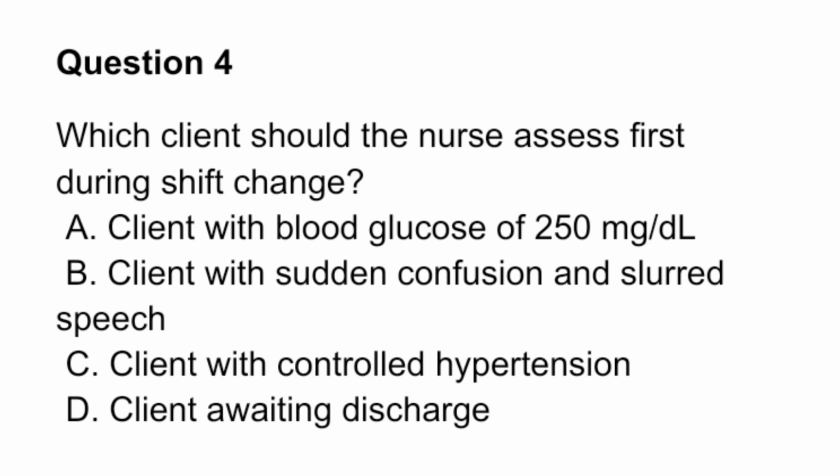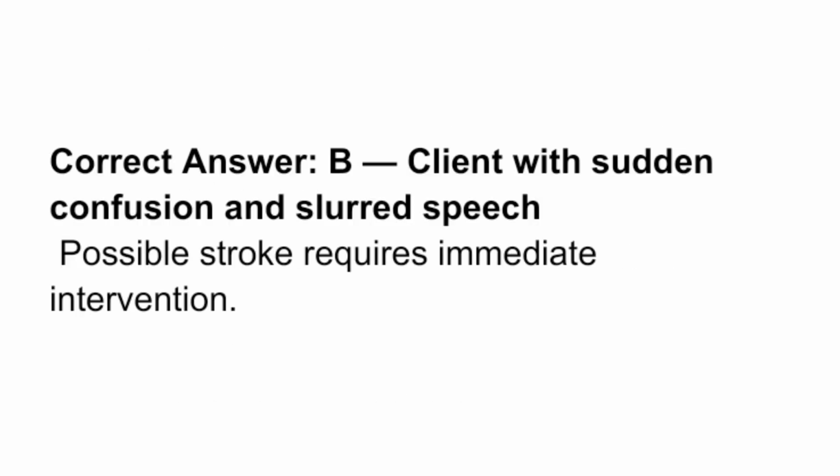Question 4. Which client should the nurse assess first during shift change? A. Client with blood glucose of 250 milligrams per deciliter. B. Client with sudden confusion and slurred speech. C. Client with controlled hypertension. D. Client awaiting discharge. Correct answer, B. Client with sudden confusion and slurred speech. Possible stroke requires immediate intervention.